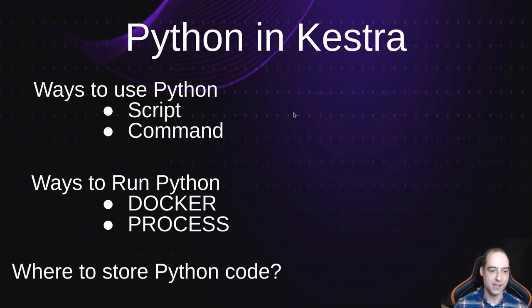And last but not least, where to store your Python code. You can use your imagination on this one. You can store it in namespace files. You can store it in a mounted directory if you're running Kestra in Docker. You could put it in GitHub. Say you have a flow and you have a task that pulls that code down, and then a subsequent task that takes that code and executes it. So without further ado, let's jump right into some code so we can see this in action.